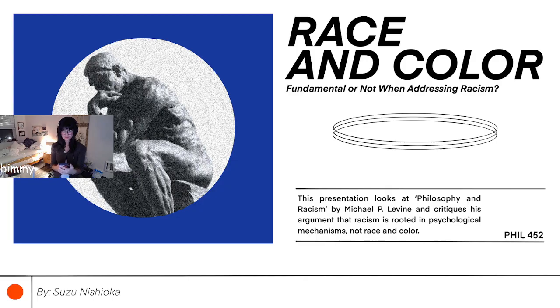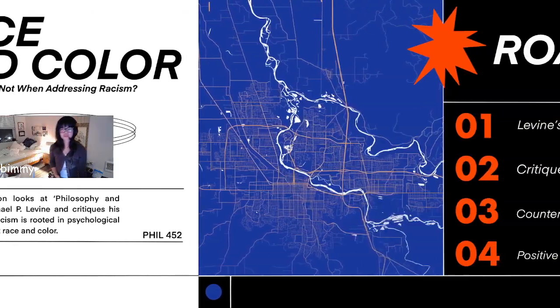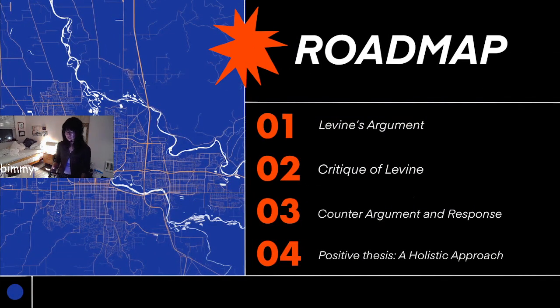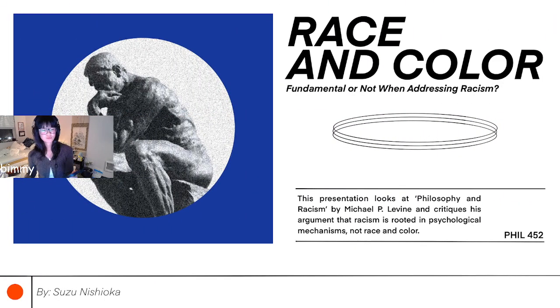But yeah, anyways, I'm going to go ahead and actually read my essay, my term paper, if you will, as we go along, which is titled Race and Color, Fundamental or Not When Addressing Racism. So yes, I will go through. This is my roadmap of my argument.